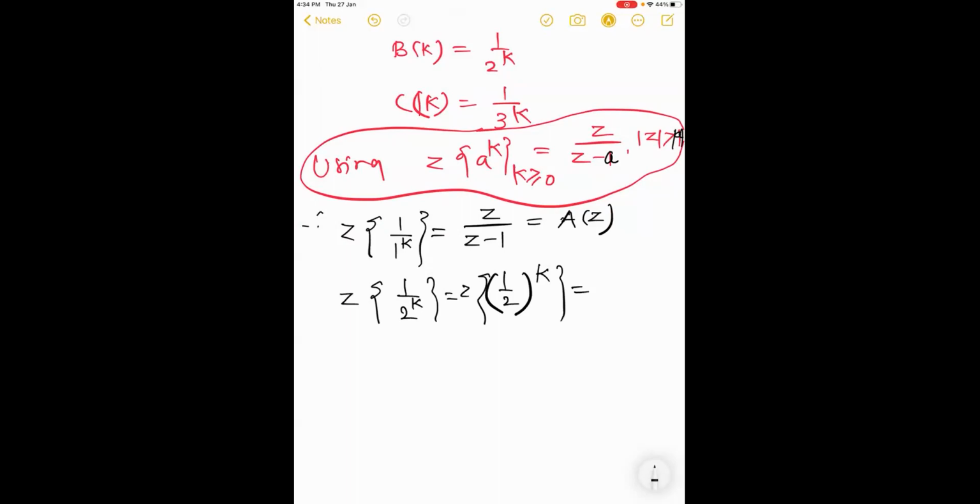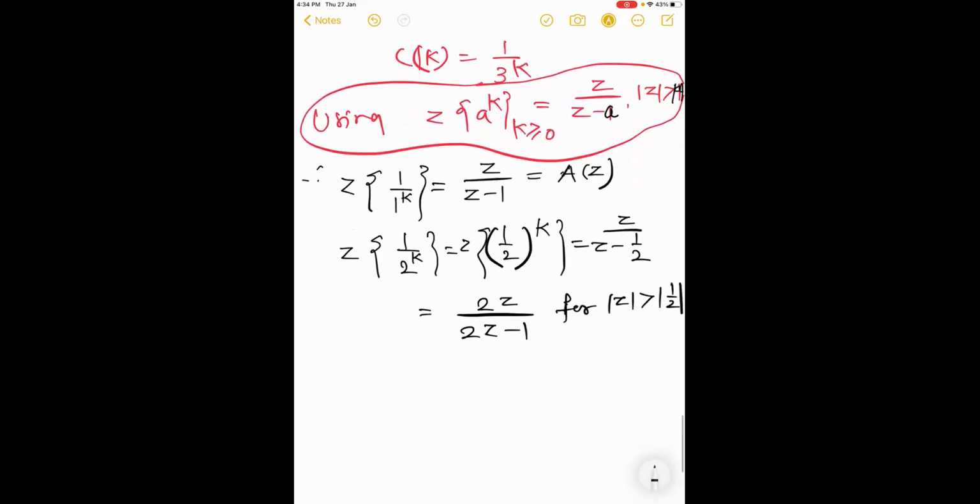What do you get? In place of a, you will put 1 by 2. So this is z upon z minus 1 by 2. And if you simplify, that becomes 2z upon 2z minus 1. Am I right? I'm just putting the answer as 1 by 2. So you can call this bz.